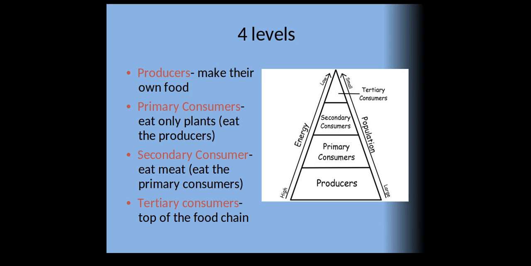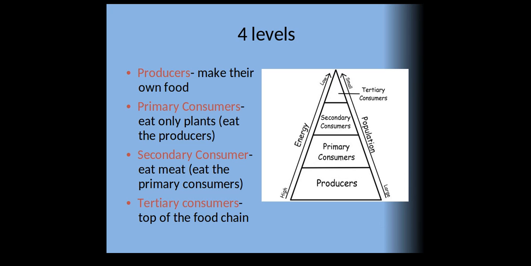Now, the second level, after producers, are those who eat the producers. These are the primary consumers, like bugs, fish, snails, things like that. They're herbivores, so they eat only producers. Now, after the primary consumers comes the secondary consumers. Secondary consumers are the ones that eat the herbivores. Therefore, they are carnivores.